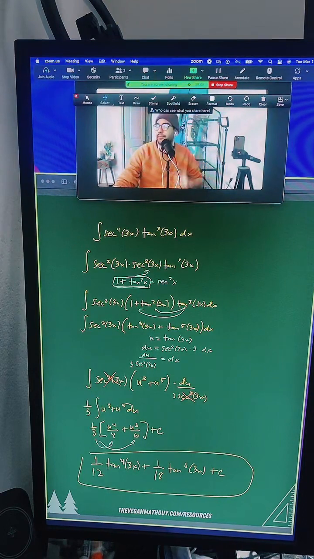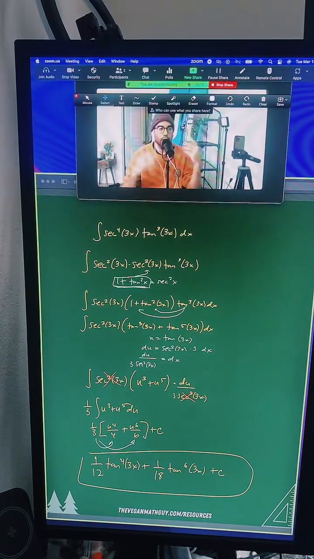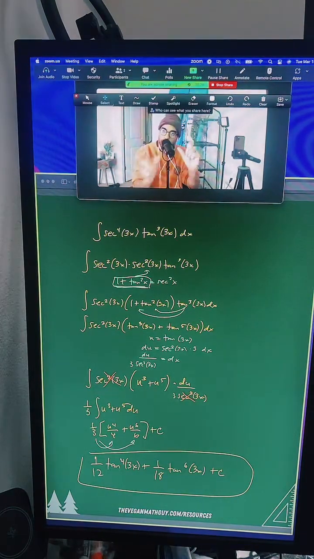All right, Arturo, you just got to mess around with it. Honestly, one of the things is just being aware. What we already know is that if you're giving me an integral with secants and tangents, I know they're related in a way that the derivative of tangent is secant squared. So try to find that secant squared somewhere in there and just break it down one at a time.